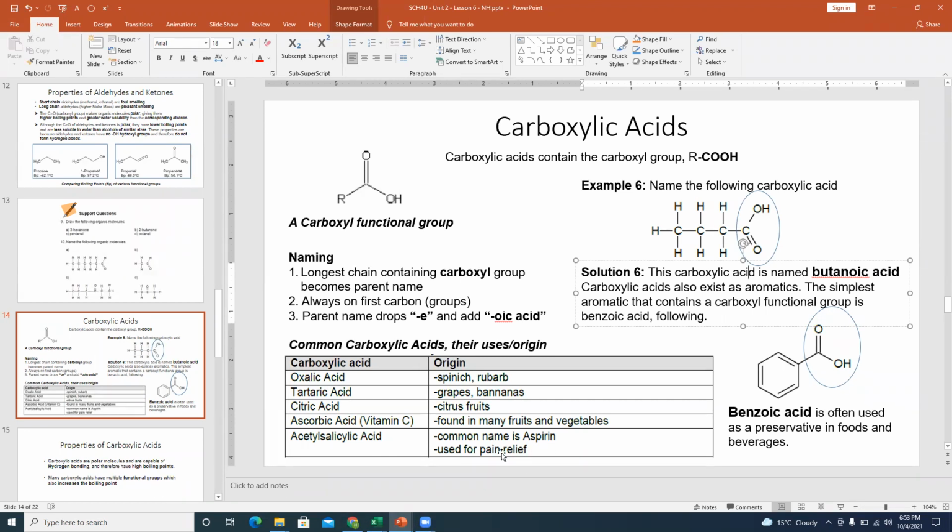It used to be used for pain relief, but of course now we have other options for pain relief that don't necessarily also at the same time thin your blood. And so aspirin nowadays is used with caution for pain relief. You don't want to use that very much, especially if you have blood clotting disorders. So yeah, these are some of the common names for some carboxylic acids, which I bet lots of these you've heard of. You've certainly heard of citric acid, ascorbic acid, and acetylsalicylic acid.